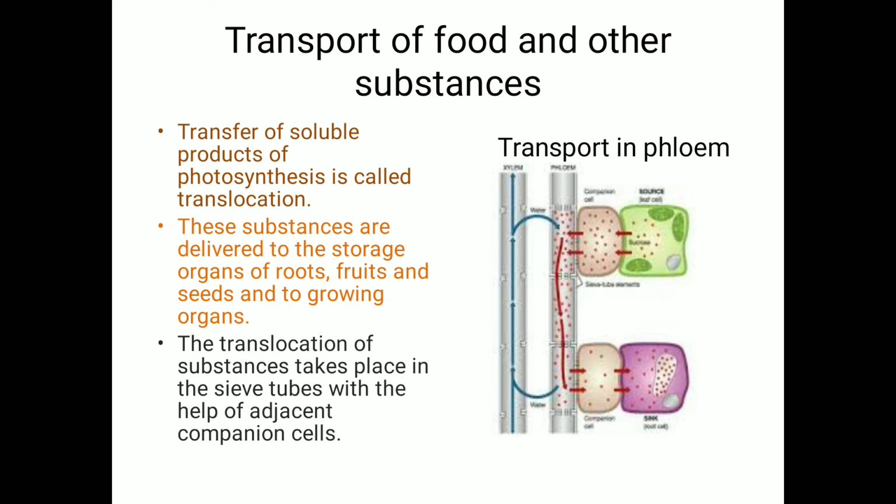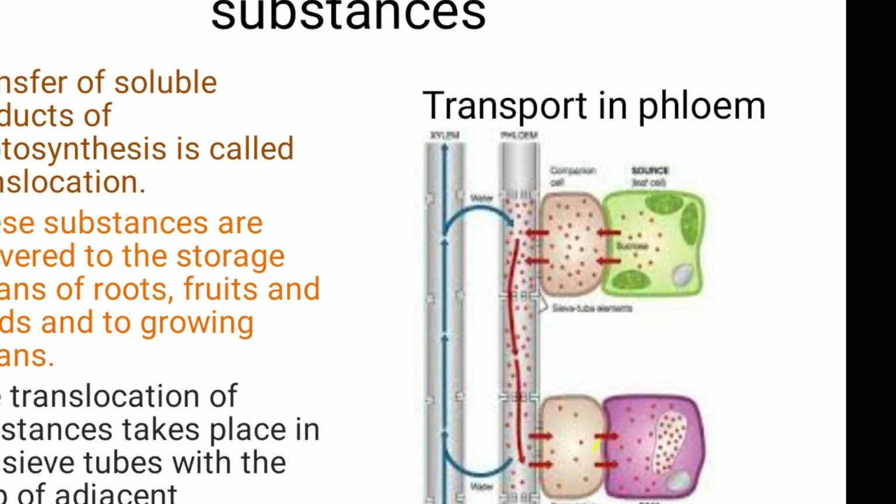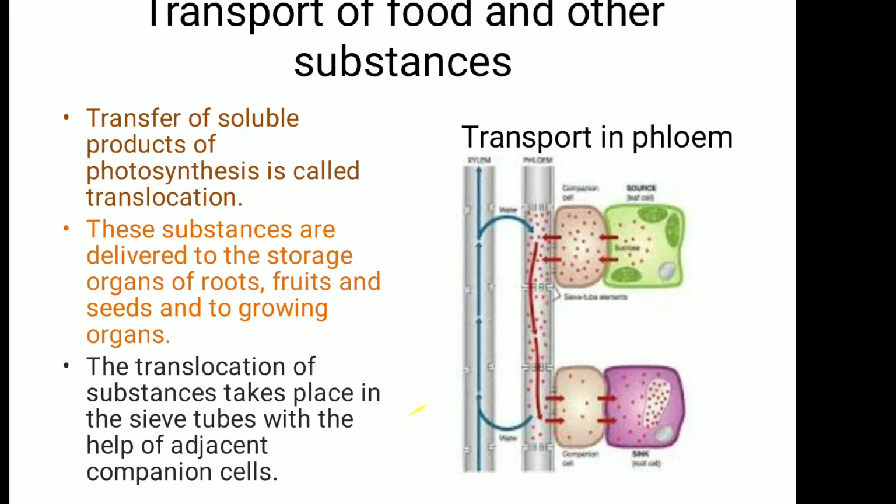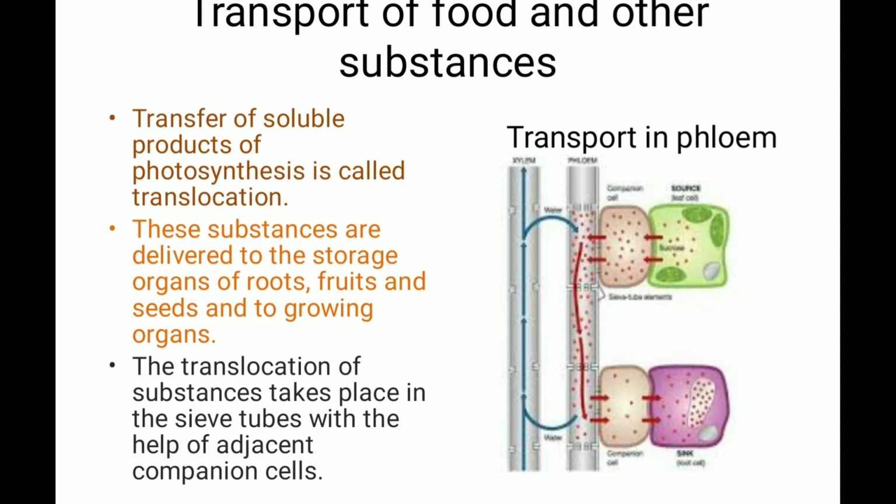Now, transfer of soluble products of photosynthesis is called translocation. So, the products are synthesized in the leaves. You can see here, we know that leaves are the food factories, so the food is synthesized in the leaves, and these substances are delivered to the storage organs of roots, fruits, and seeds, and to growing organs. The translocation of substances takes place in sieve tubes with the help of adjacent companion cells.